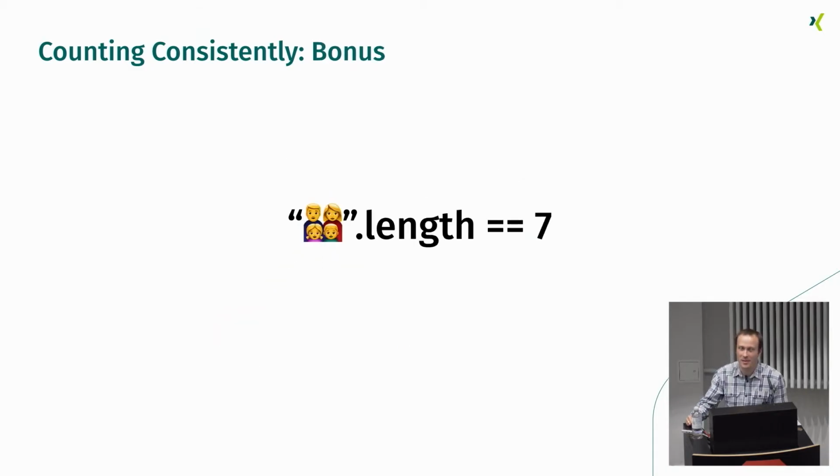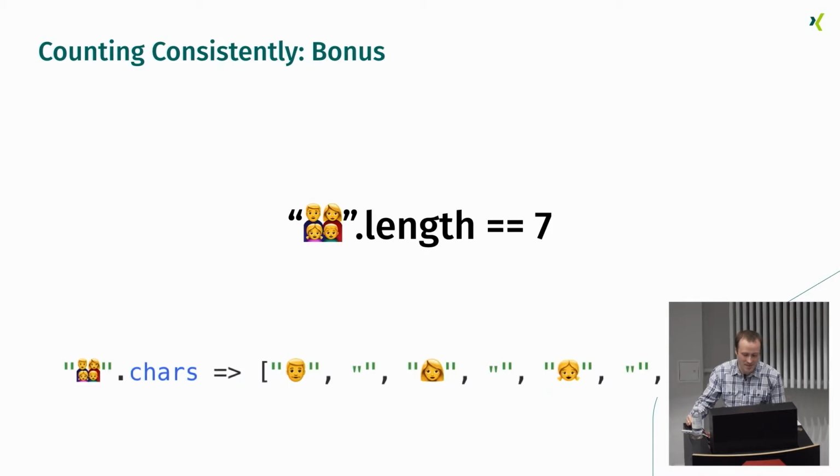And now it also becomes possible to understand what the title of this talk is about. Yeah, it's 4 emojis and 3 glue characters. So this is why the length of this emoji is 7, at least in the default encoding, which is UTF-8.